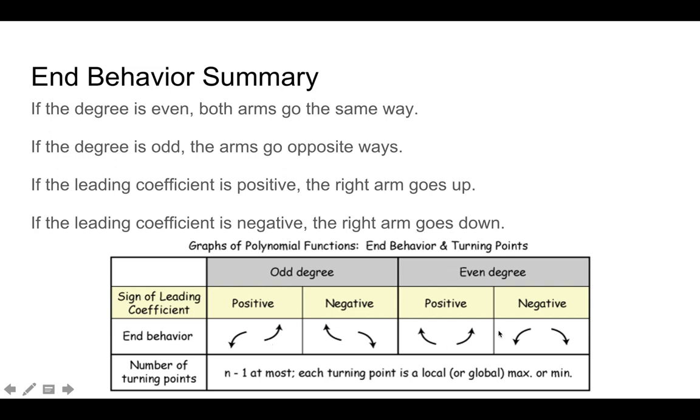So here are the 4 possibilities. Odd degree, they're going to go opposite ways. Positive goes down, up. Negative goes up, down. Even degree, they both go the same way, either both up or both down. And you just have to memorize those 4 rules.